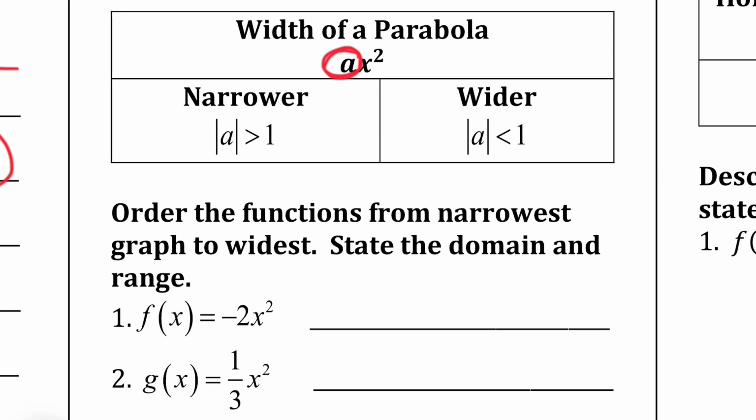So if the absolute value of a is greater than 1, and what these absolute value bars mean. So if I had y equals 2x squared, that means that we would have absolute value bars of 2 greater than 1, which is the same thing as 2 greater than 1. Yes, it is greater than 1, so we are going to be narrower or skinnier or stretch.